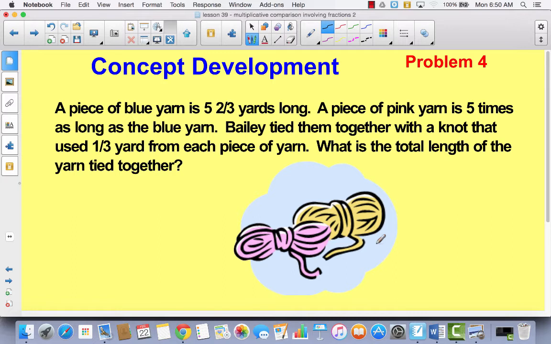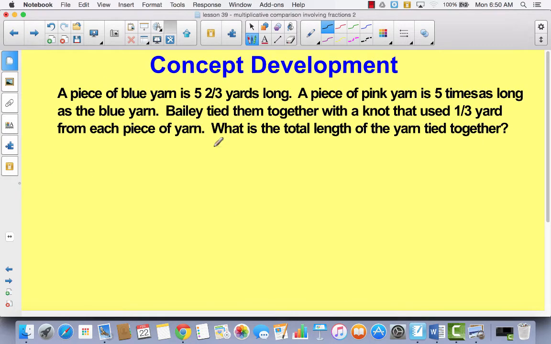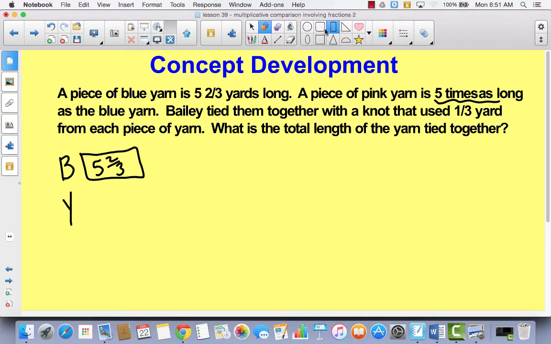Okay, so this was a little bit more complex. All right, so let's think here for a minute what we could do to solve this. First of all, I'm hearing some comparison words. I'm going to need to figure out how long this pink piece of yarn is, right? So I've got blue, which is 5 2/3. And then I've got this pink yarn, which is 5 times as long. So I'm going to go ahead and make this 5 2/3. And how many times do I have to do that? Well, I have 5 of them, so I will have to clone this 5 times.